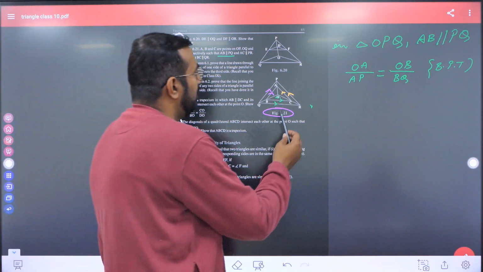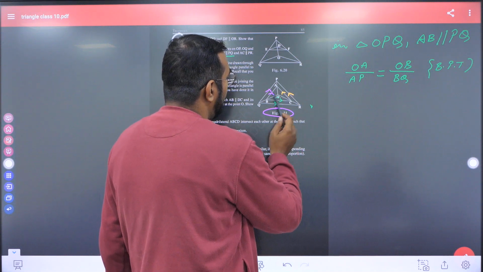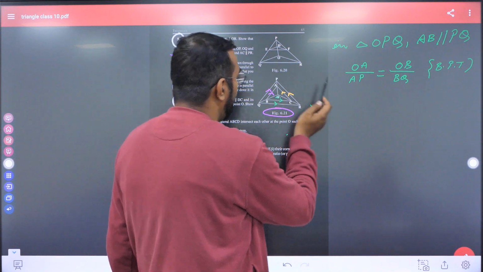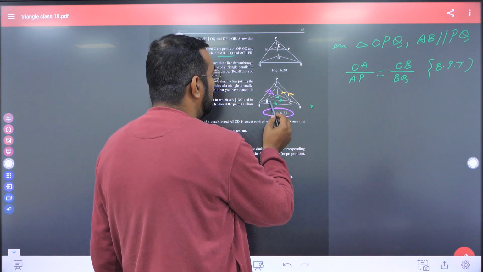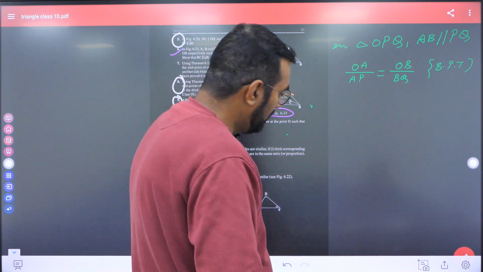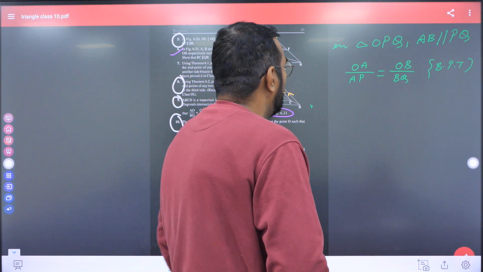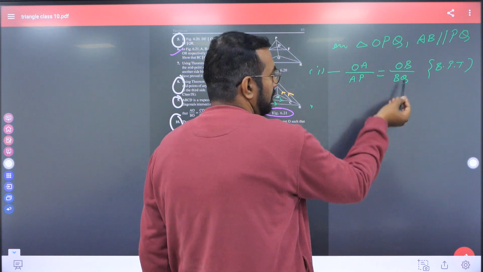If you take AP upon AO, then you will take BQ upon BQ, and when you are taking OA upon AP, you will take OB upon BQ. You can take both of them. It depends on you. So no problem by taking this. Okay.